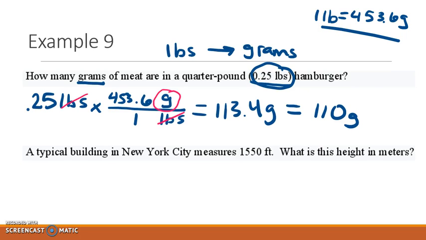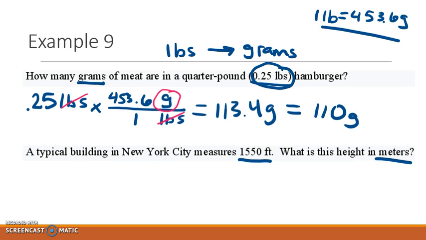All right, let's go ahead and look at the second problem. The second problem asks: a typical building in New York City measures 1,550 feet. What is this height in meters? So if we take the same approach as the previous problem, the definitive quantity that we are starting out with is the 1,550 feet. The question is asking us to convert that length, or that height, into meters.